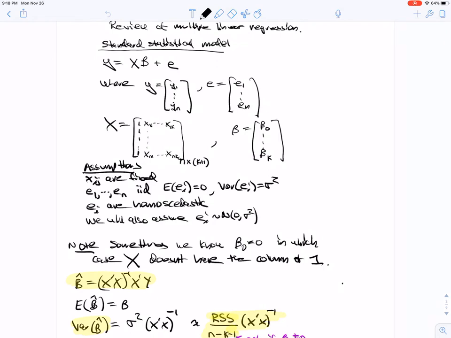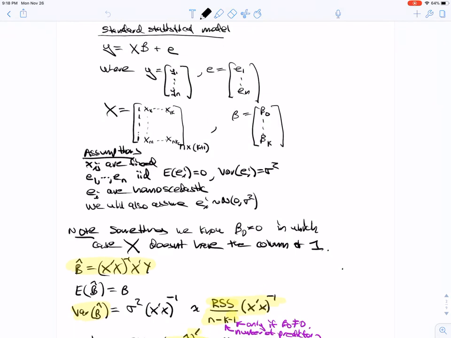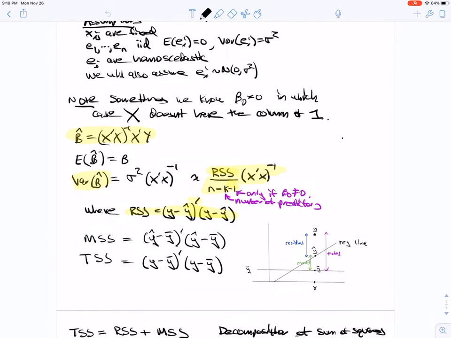vector of constants. The assumptions in our model are that the x_ij's are fixed numbers. Our error terms are IID random variables with expectation 0 and variance sigma squared. The e_i's are homoscedastic, meaning that they don't depend on x. And we're also going to assume that the e_i are normal, although that's not actually part of the standard statistical model. Sometimes we know that beta 0 is 0, in which case X doesn't have that first column of ones.